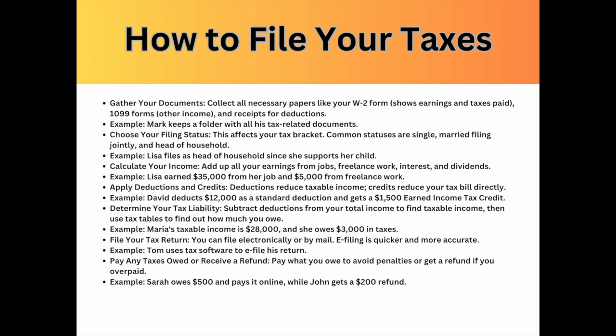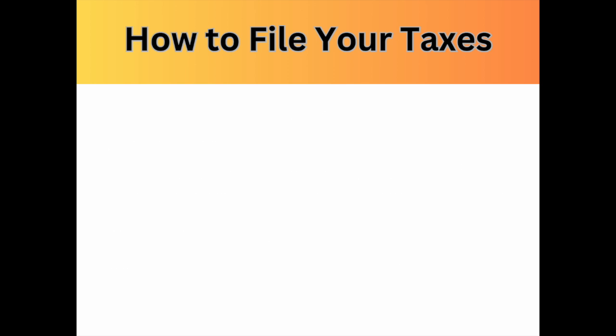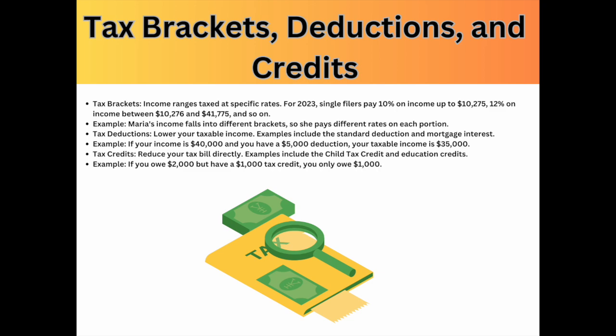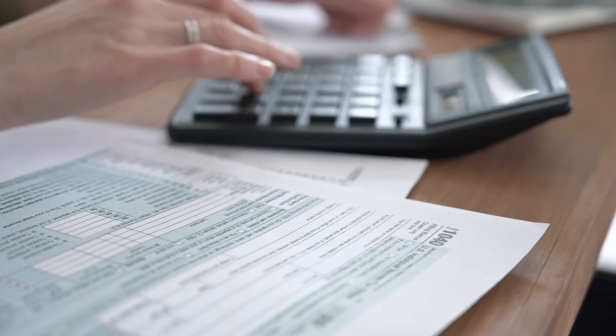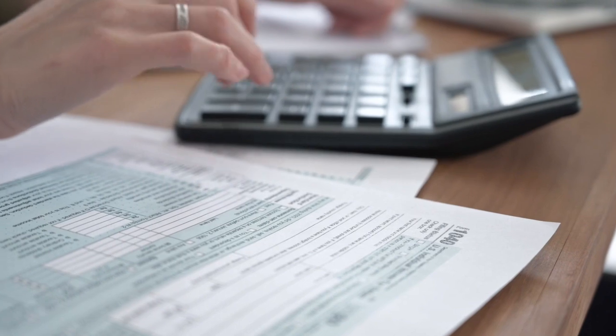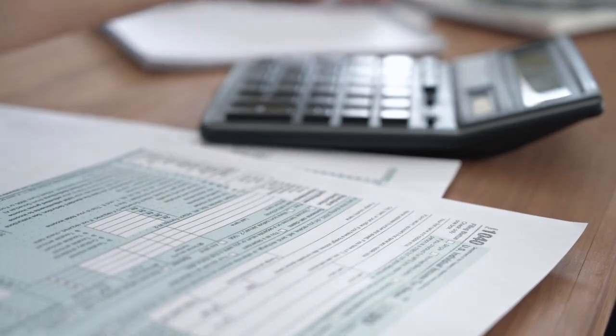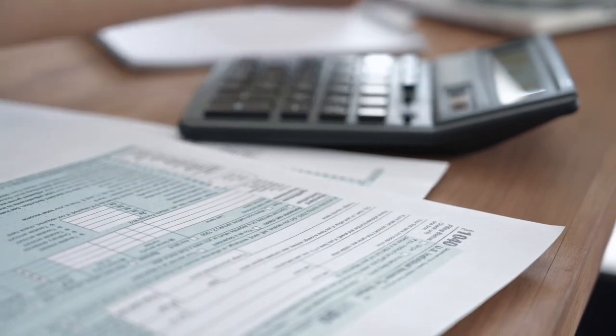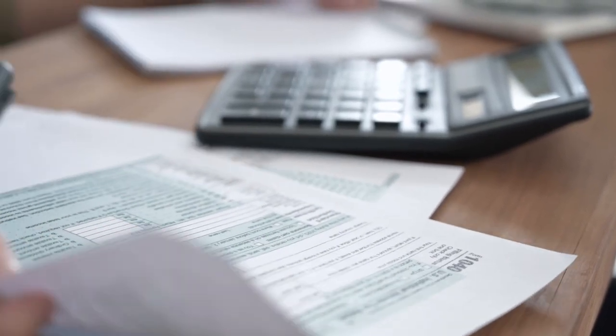Now let's look at the tax brackets specifically. These are income ranges taxed at specific rates. For 2023, single filers pay 10% on income up to $10,000, 12% on income between $10,000 and $40,000, and so on. So Maria's income falls into different brackets, so she pays different rates on each portion.